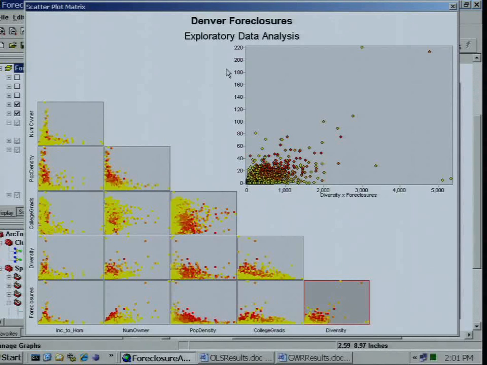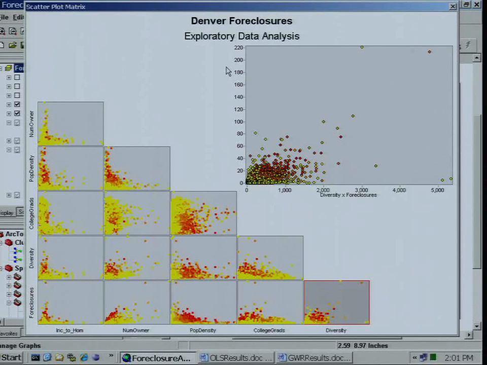Creating an effective regression model is all about investigating and exploring our data to understand the relationships that exist. What we're looking at here is a scatter plot matrix, which is one of the new tools being introduced in ArcGIS 9.3. This scatter plot matrix allows us to do some exploratory data analysis and begin to examine the relationships that exist between individual variables in our data.